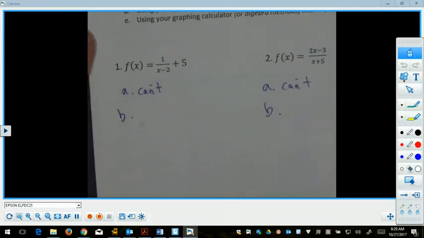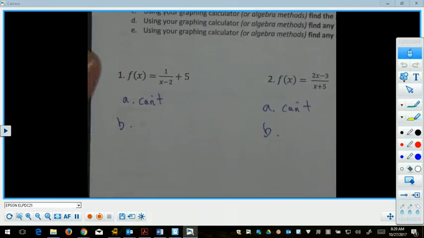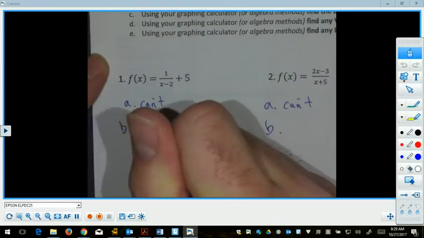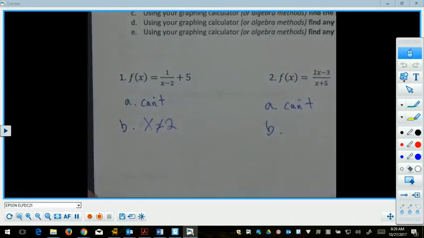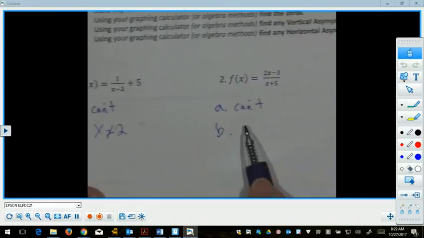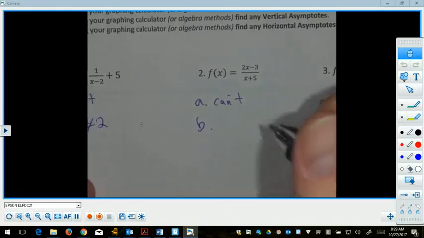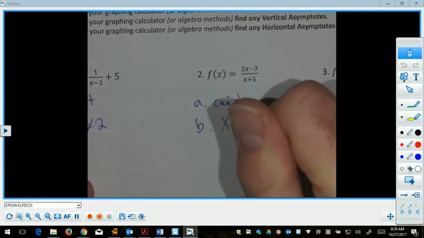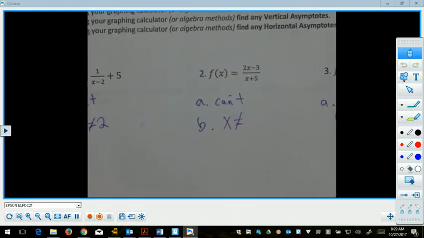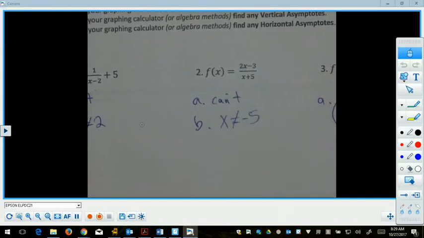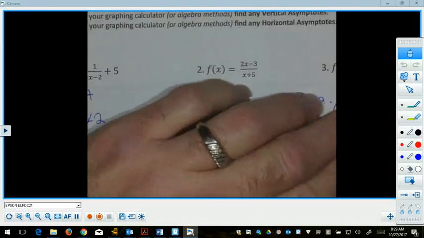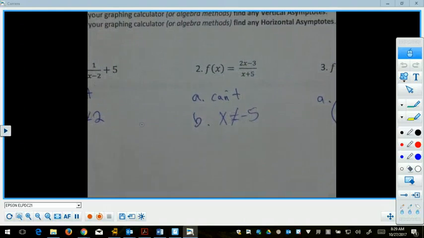All right, does anyone have restrictions for number 1? What can't x be? It can't be 2, because that would make the denominator 0. Number 2, anyone have restrictions for number 2? What can't x be? -5. And there's 2 things that x cannot be for number 3. Also, we can simplify number 3.